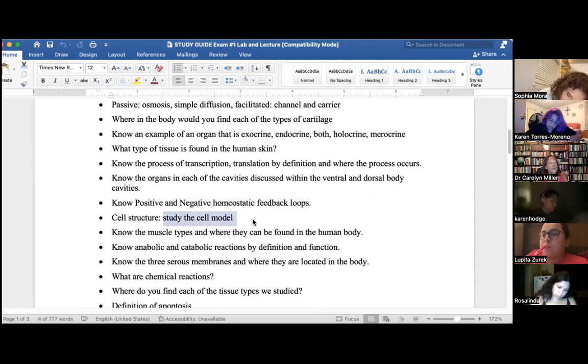The cell model will be on there. You'll need to know the nucleolus, and I don't take off for spelling, but you've got to prove to me you're saying nucleolus and not nucleus, because I need to see that O. The nucleolus is where RNA is made. The nucleus is where DNA is stored.